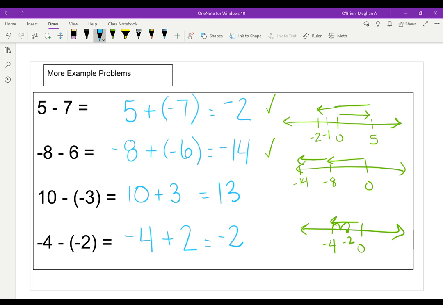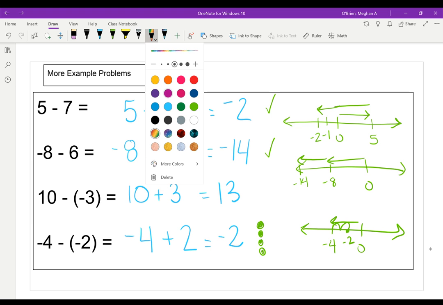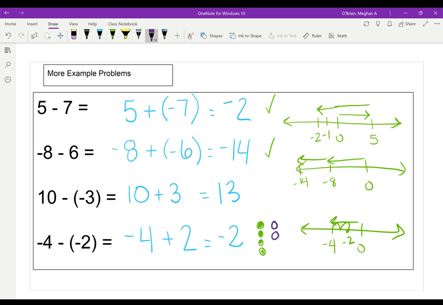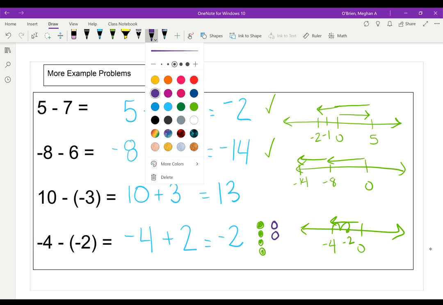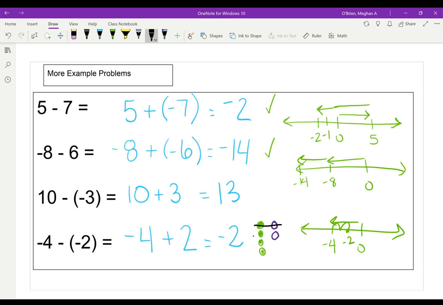2. Okay, if I were to just draw this out real quick, for those of you who are using chips and tiles to model. We're going to say these are the 4 negatives. And then these are the 2 positives. The 0 pairs cancel. And I'm left with 2 negatives.